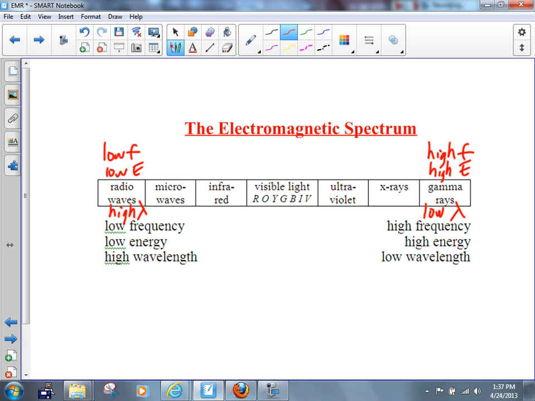In other words, the frequency increases as we go from left to right, the energy increases as we go from left to right, and the wavelength decreases as we go from left to right. There's a very good chance on your next unit test you will have to rank, not all of these, but some of these in terms of increasing wavelength or increasing frequency, whatever. Think of the song. Remember it in terms of frequency, and then answer the question that you need to answer based on that.